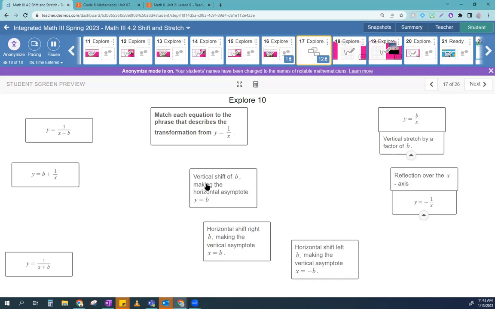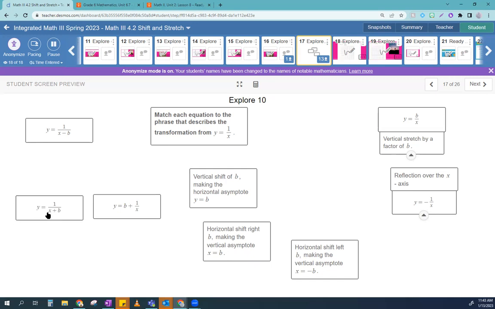Which one of these is in charge of a vertical shift of b, making the horizontal asymptote y equals b? So vertical shift of b. Which one of these is in charge of a vertical shift of b? Yeah, plus b, right? I'm looking for b plus or plus b. This is the one.